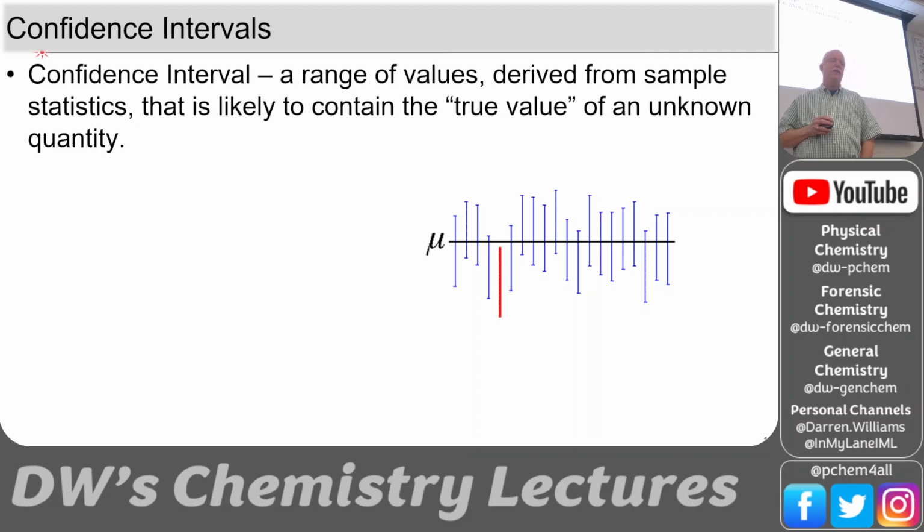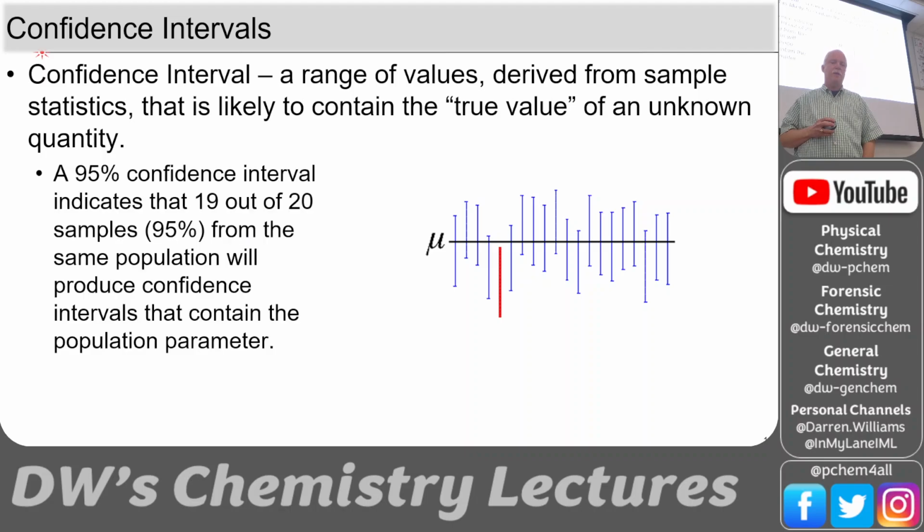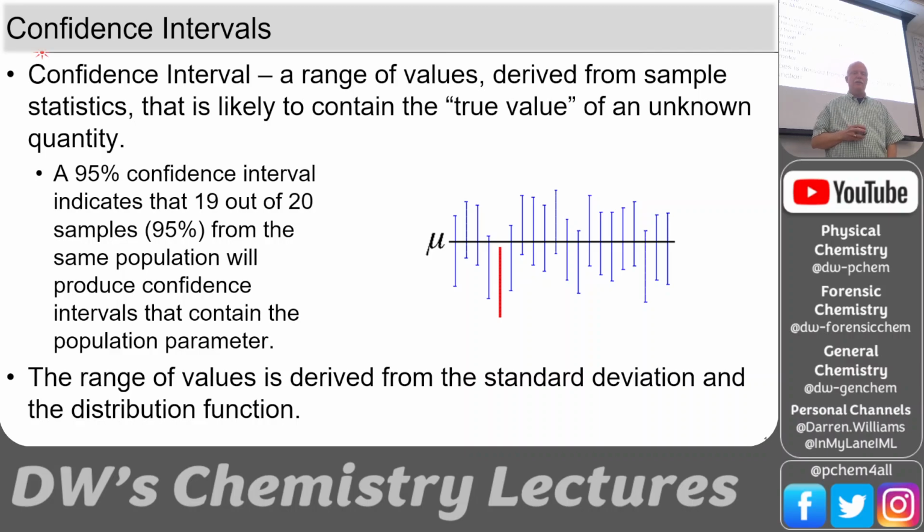And it's not 100%, it's 95%. So out of 20 measurements, you expect one of those to miss the mark. 1/20th is 5%. So you expect to miss the mark 5% of the time. So that's 19 out of 20. That's pretty good. It's not great, but it's pretty good. And so this range of values is derived from the standard deviation and this normal distribution function. So that's how we come up with these plus or minuses for our confidence intervals.